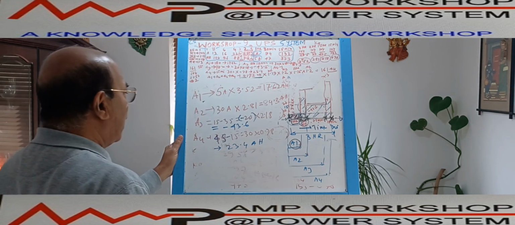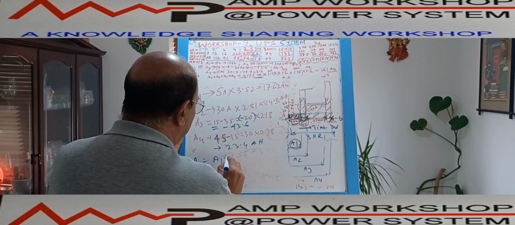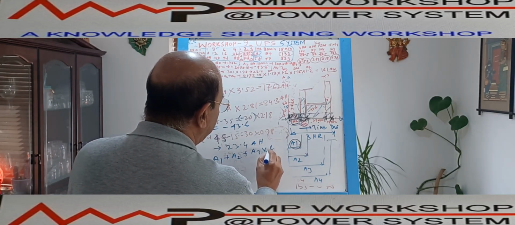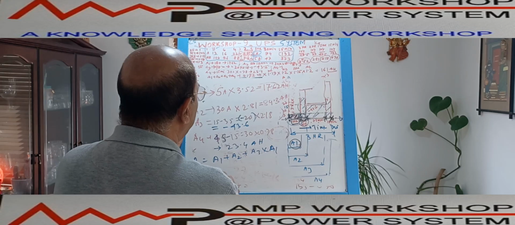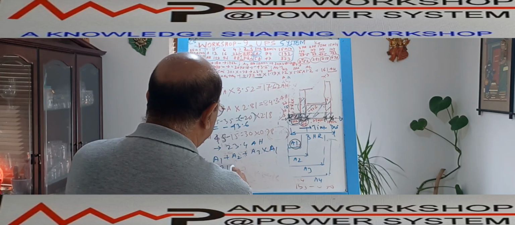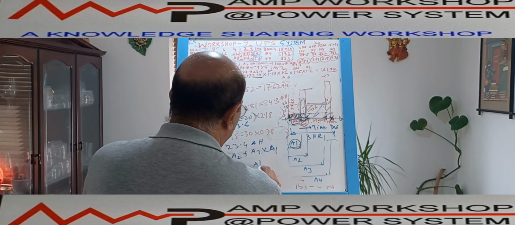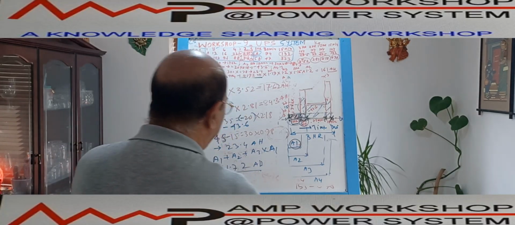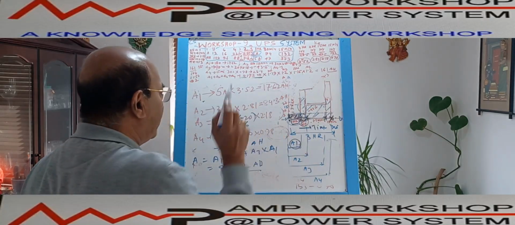Okay? So now what will be the total ampere hour? A equals the sum of A1 plus A2 plus A3 plus A4. That is the total ampere hour. If you sum this up, how much will you get? You will get 81.72. This is the total ampere hour coming out of this calculation. So this amount of ampere hour I need from the battery as per this duty cycle.